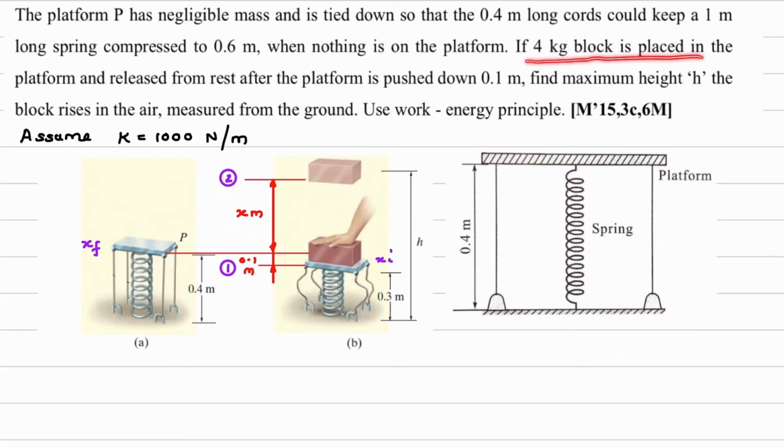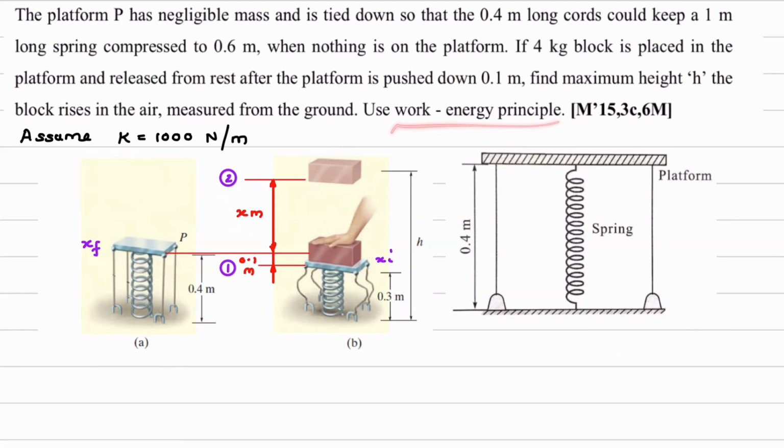A 4 kg block is placed on the platform and released from rest after the platform is pushed down 0.1 meter. So here the platform is pushed down by 0.1 meter, meaning total height is 0.4 minus 0.1, so this is 0.3 meter. And then the hand is released. So what will happen? This block will be raised into the air. Okay, so what do we have to find? Find the maximum height h the block rises in the air, measured from the ground. So we have to find this height from the ground.